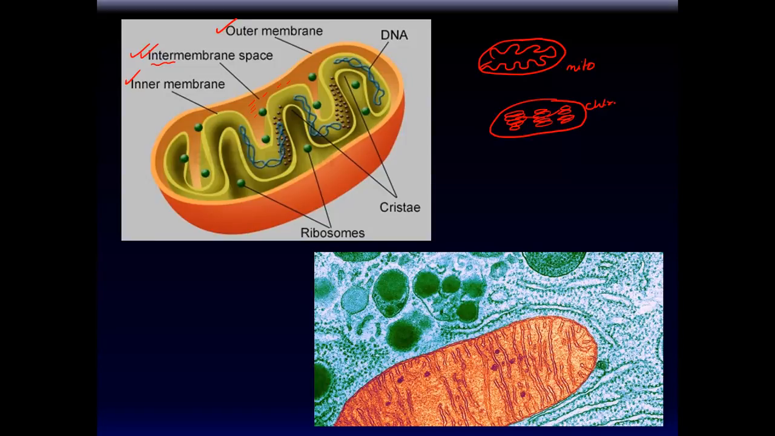This is an electron micrograph of a mitochondria, and you can see the outer membrane and the very convoluted inner membrane. Now these valleys and hills, these ridges, are called cristae. That's plural. The singular is crista. So a bunch of cristas give cristae.